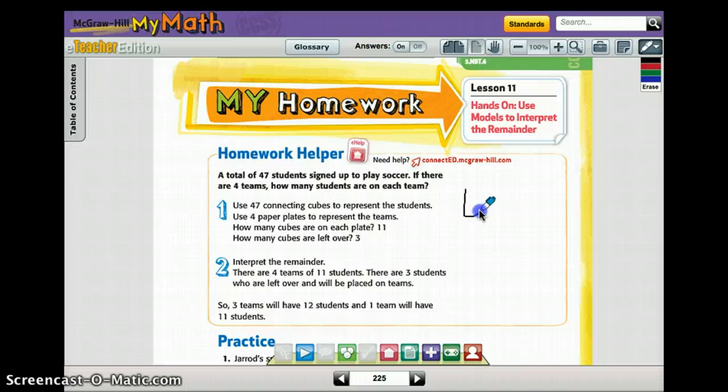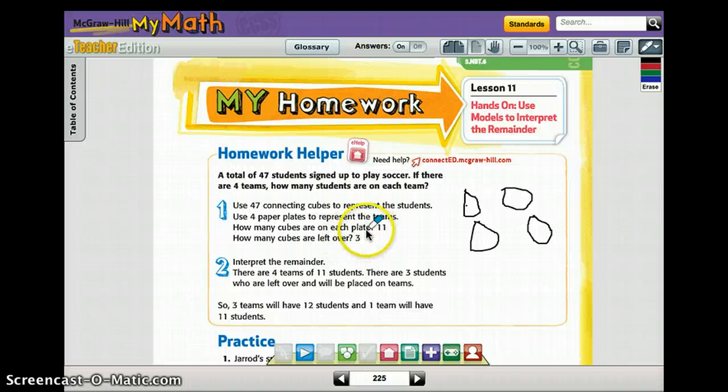Let's say these are my teams. I just make circles. 1, 2, 3, 4 teams. And then I just went through, and you guys know this strategy of putting the students into each team. So I'm not going to do the whole 47, but let's say I went through and I put each student in a team. Here's 1, 2, and so on. Then we would figure out that there were 11 on each team, but there were 3 left over.